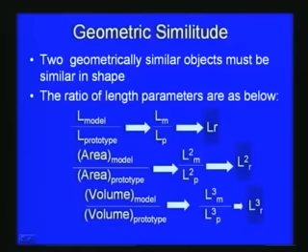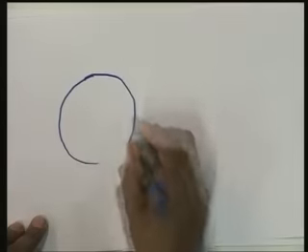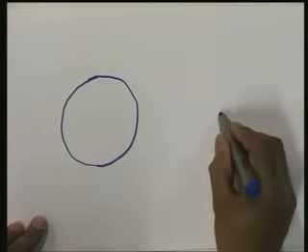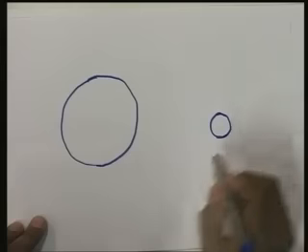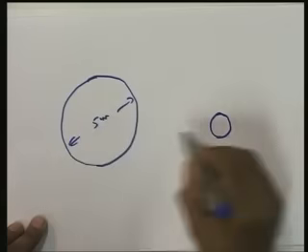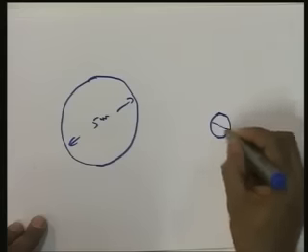The first one is the geometric similitude. Here you can see that two geometrically similar objects must be similar in shape. For example, when we deal with the flow over a cylinder, the real field problem will have a very large diameter, a cylinder of this large size is considered, and then when we do the modeling we will consider a small cylinder like this. For example, this can be a 5-meter diameter, and if you consider a 1:10 scale, it can be a 50 centimeter diameter.